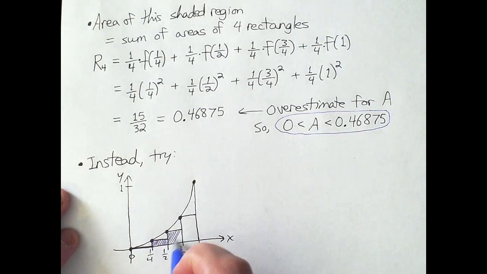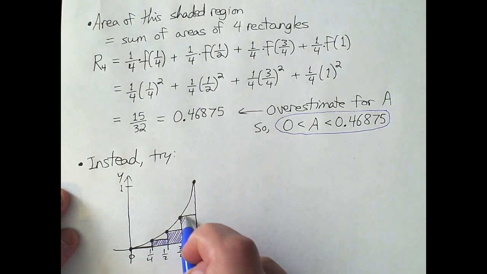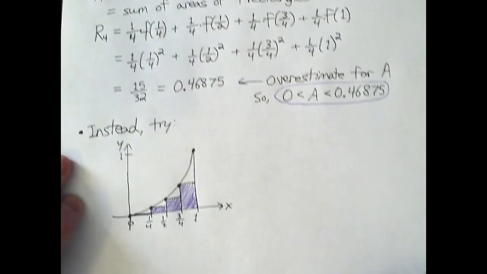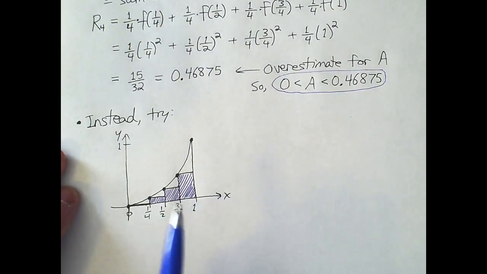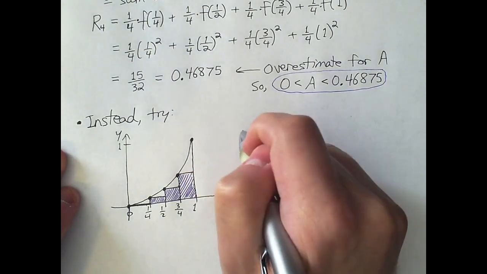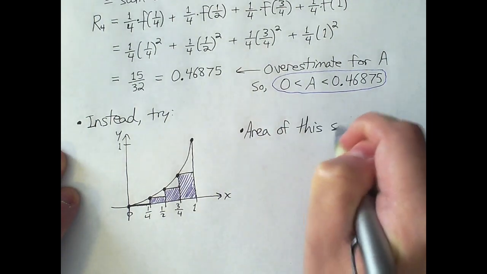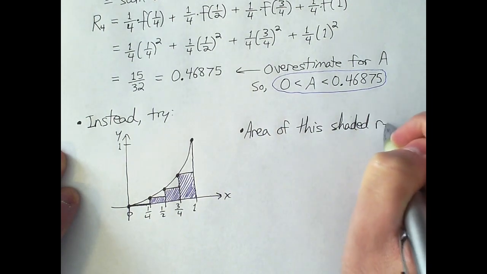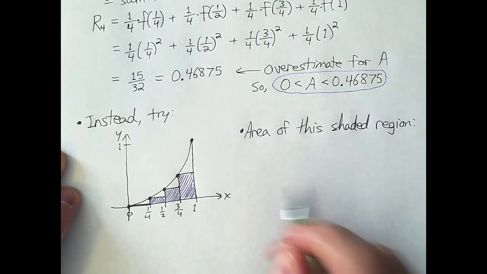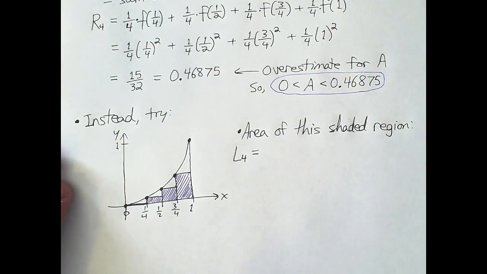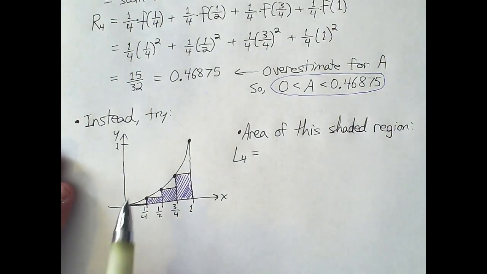Well, this is another way that we could have turned the vertical strips into rectangles. I guess rectangle number 1 looks like it doesn't have any height at all. This tiny little thing here. If we figured out the area of this shaded region, what's that going to be? I'm going to call it L4. It's still made up from 4 rectangles, but this time we have the upper left endpoints touching the curve.